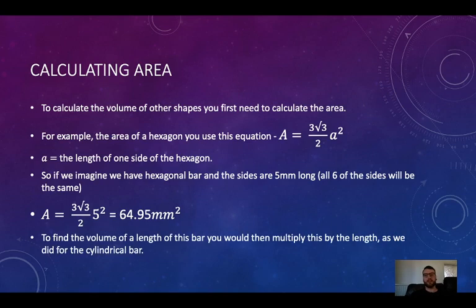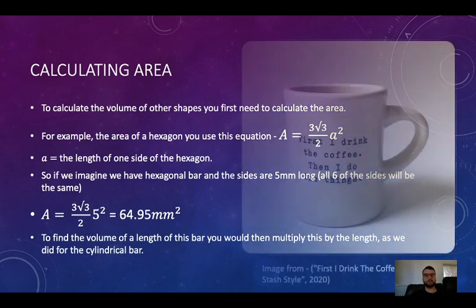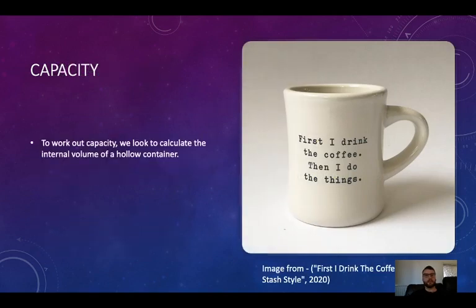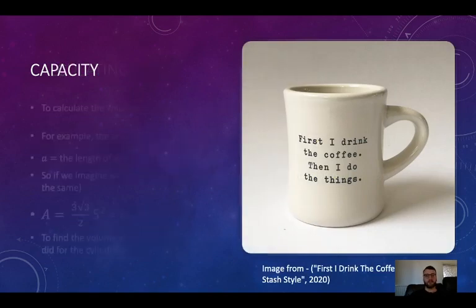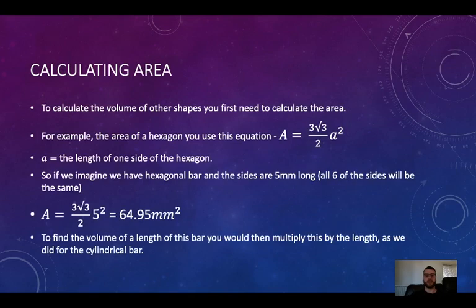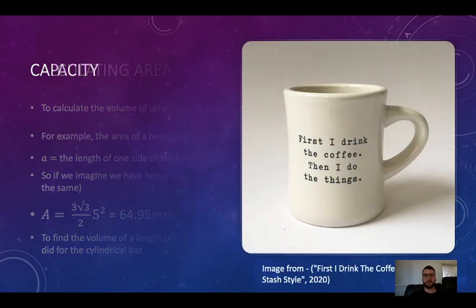So to find out the volume of the bar, you simply multiply it by its length again, as we did for this cylinder. So we've gone a bit forward there. Yeah, so you'd simply multiply that by its length. So if it was 100mm, you'd times 64.95 by the 100mm. Sorry, next slide.